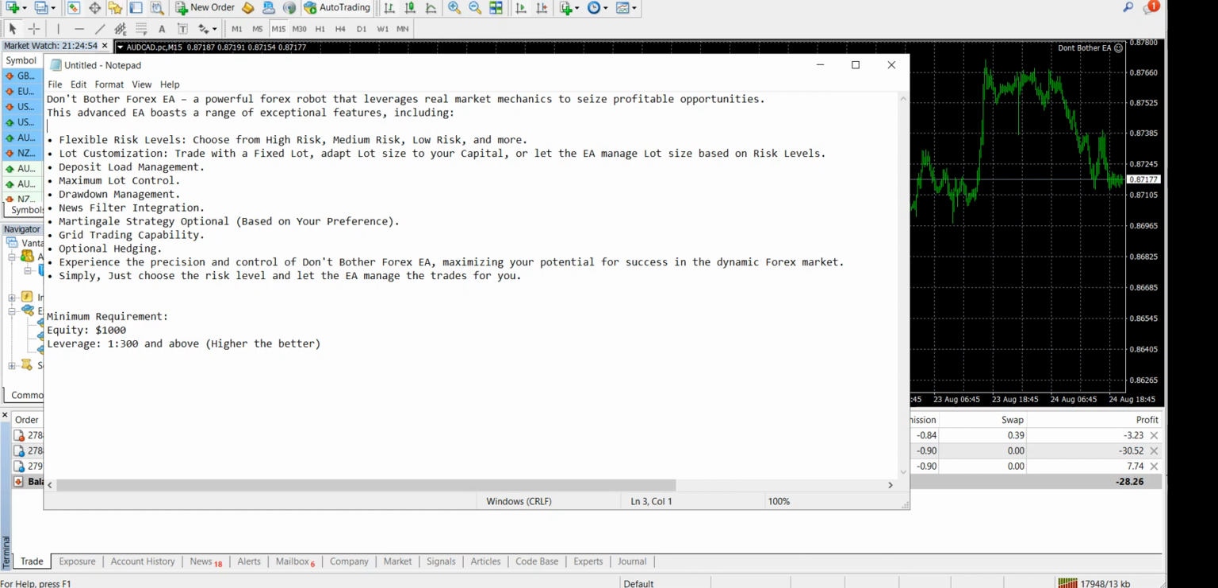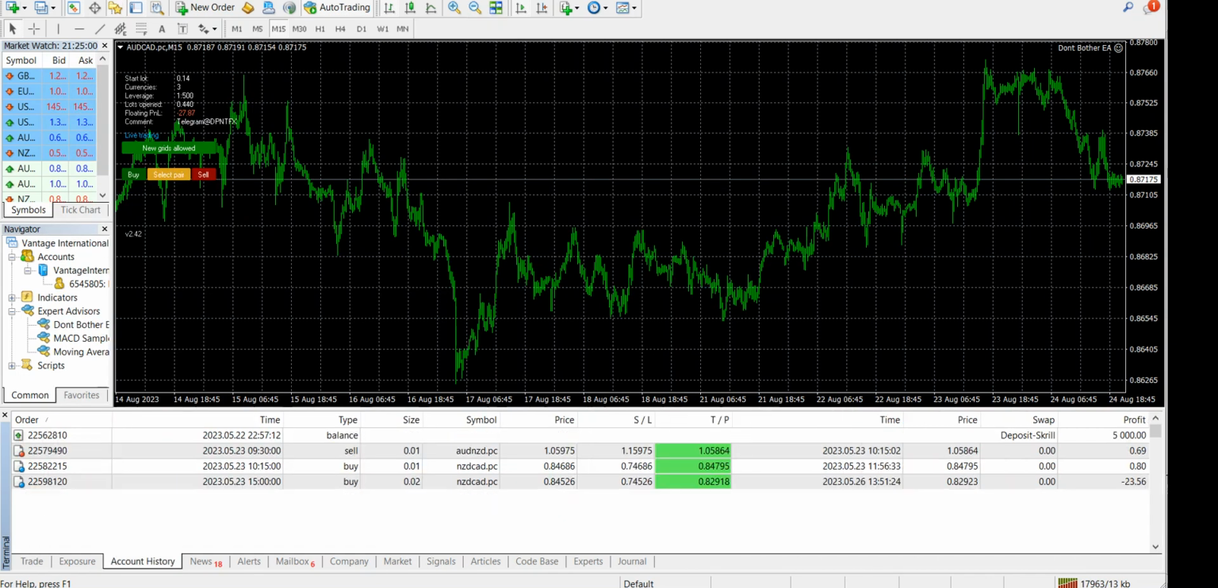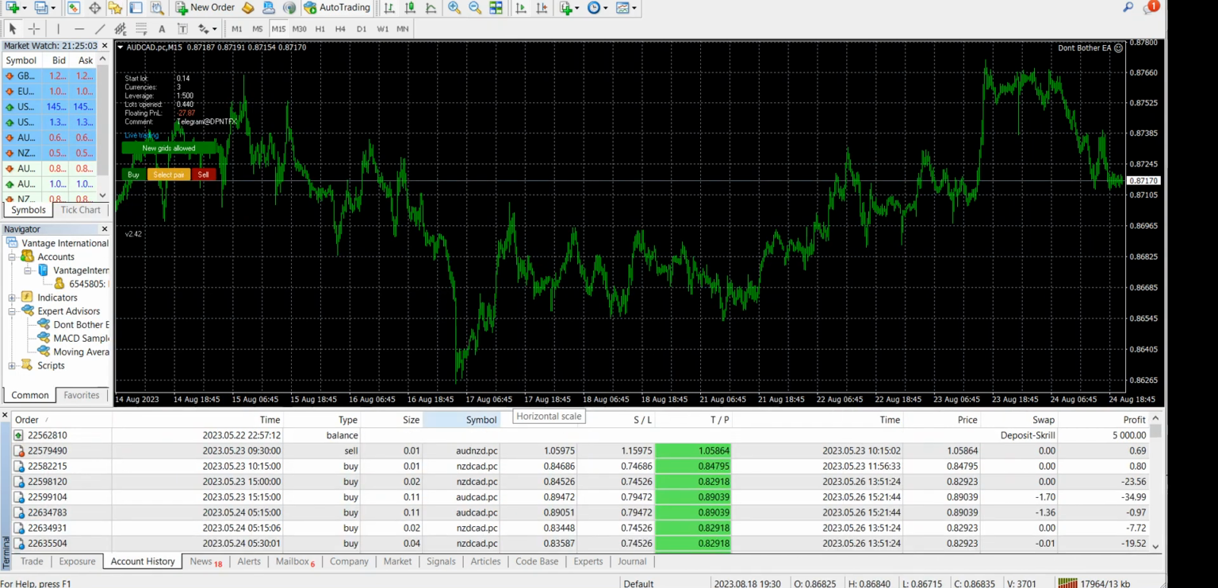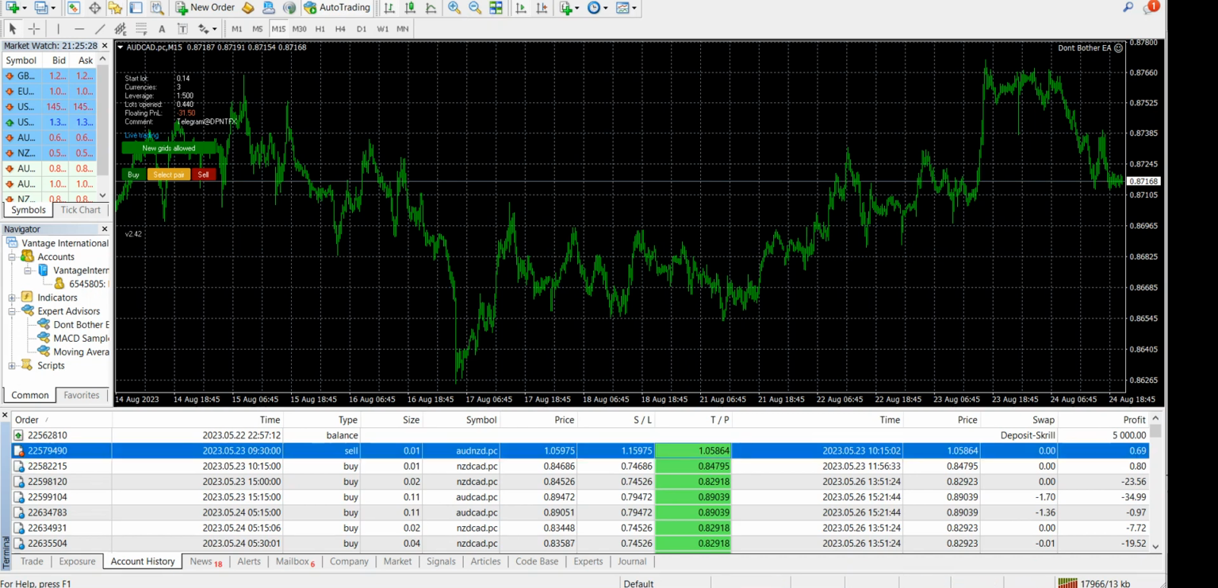So let's go to Don't Bother EA. We started with 5,000. You can use $5,000 or whatever you can afford. It just ignores these one or two trades because I hadn't set the lot size or the risk level by that time. Later on I chose the risk level I wanted to trade with. So let's start from here, from 23rd of May. Today is 24th of August, so it's been 3 months now.